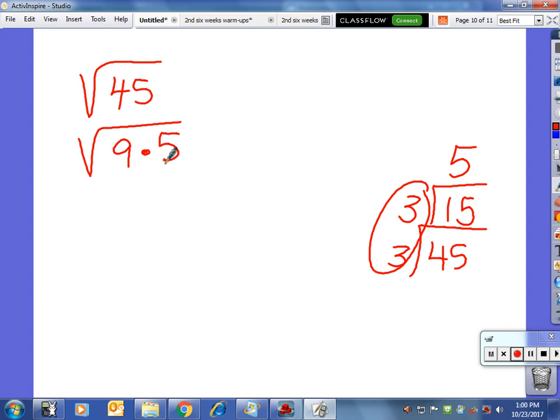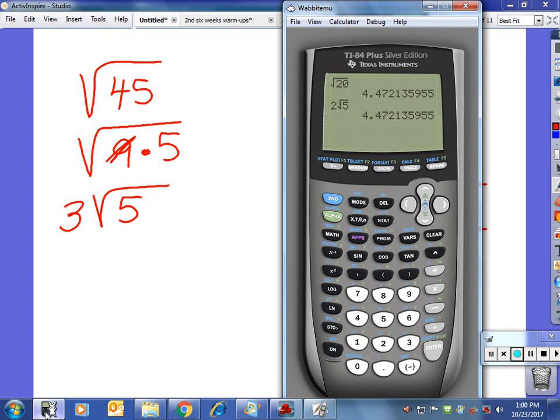One of them's perfect. So the 9 is going to be square rooted. What is the square root of 9? 3. So now it's on the outside of the symbol. What stayed on the inside? The 5.